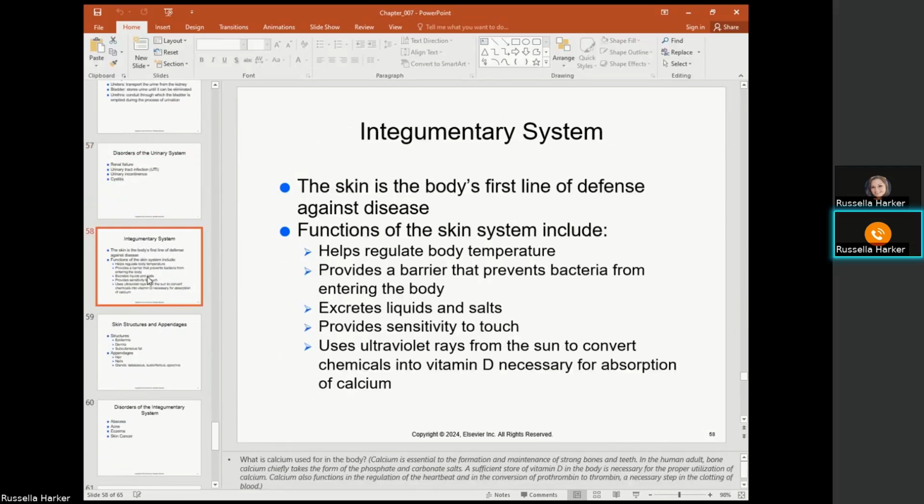In the integumentary system, the skin is the body's first line of defense against disease, and you need to know that. People don't think of skin as an organ, but it is, and it is our largest organ, and it is our first line of defense. Functions of the skin include regulation of body temperature, providing a barrier that prevents bacteria from entering the body, excreting liquids and salts, providing sensitivity to touch, and using ultraviolet rays from the sun to convert chemicals into vitamin D, necessary for absorption of calcium. So our skin does a lot of amazing things.